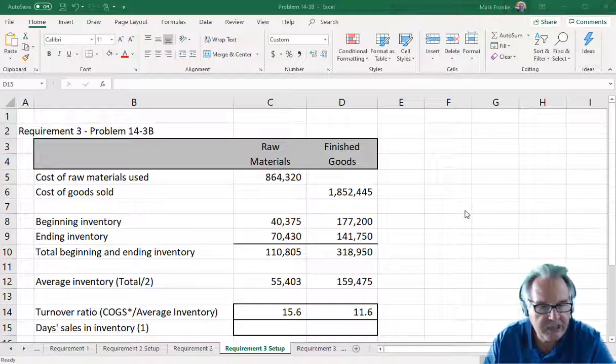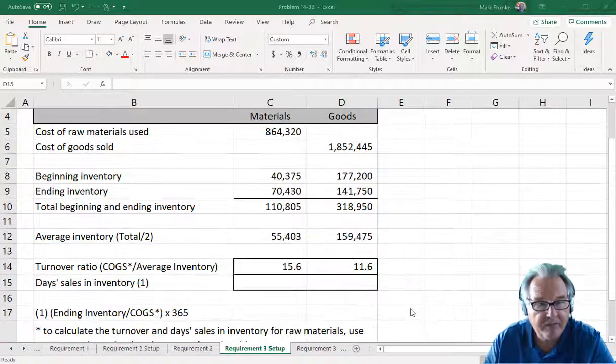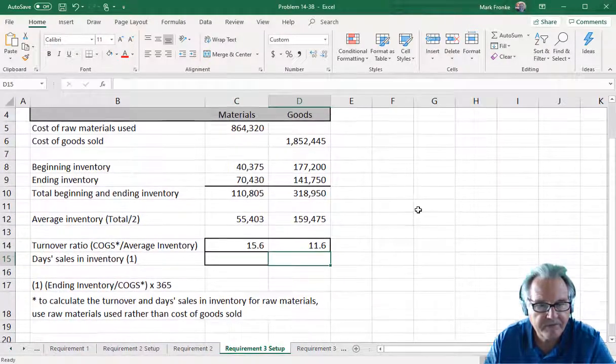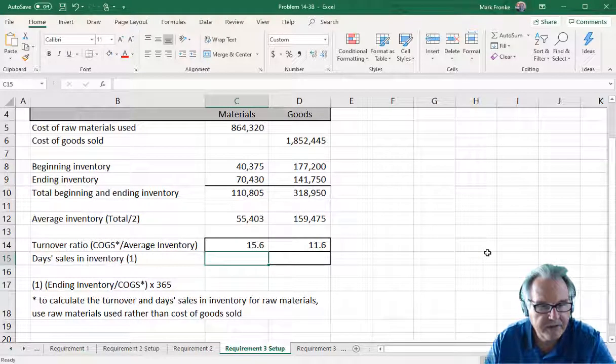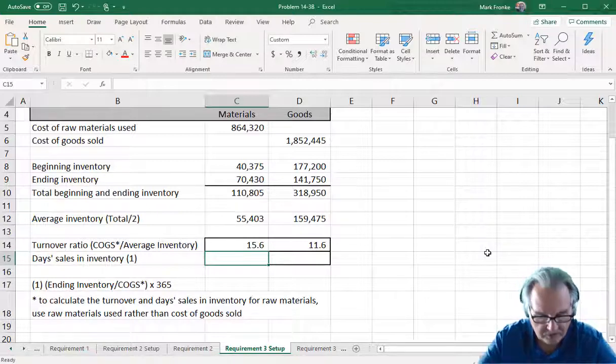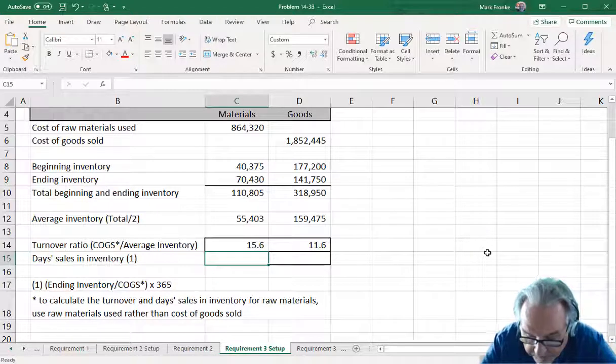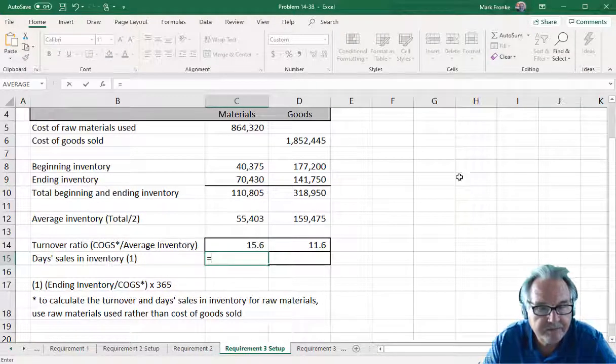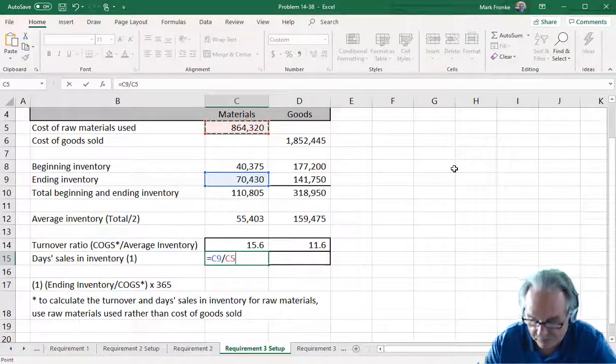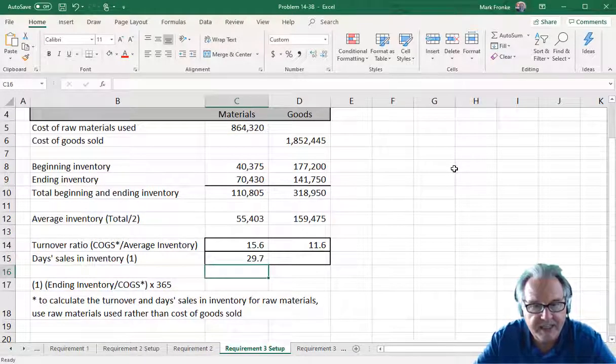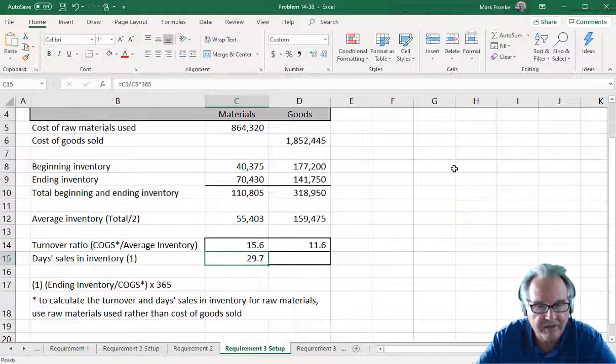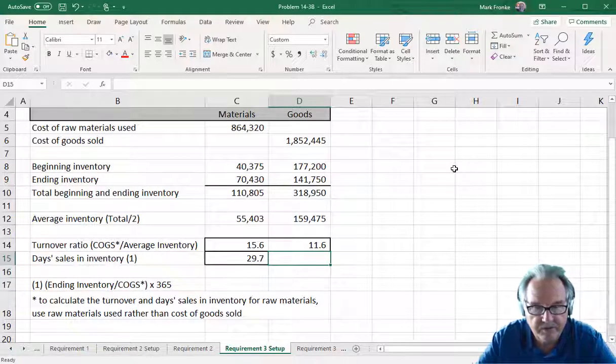And as we learned in chapter 13, when we do days sales in inventory, we only use the ending inventory. I have got that formula down here. Let me make this a little smaller so you can see. We're taking ending inventory divided by cost of goods sold times 365. So if I start with the equal sign and take ending inventory divided by, in this case, cost of raw materials used times 365, I get 29.7 days. That's about once a month. But you can see ending inventory is higher than beginning. That's why the turnover ratio was better than 30 days. But because inventory was higher at the end of the year, it went up.